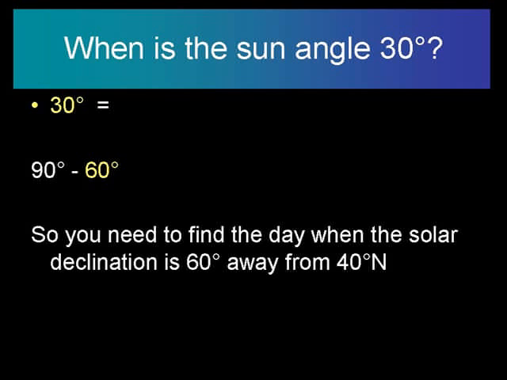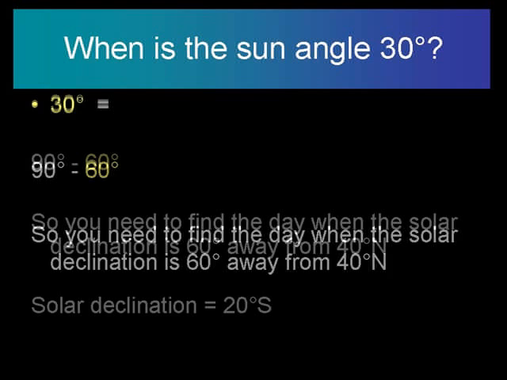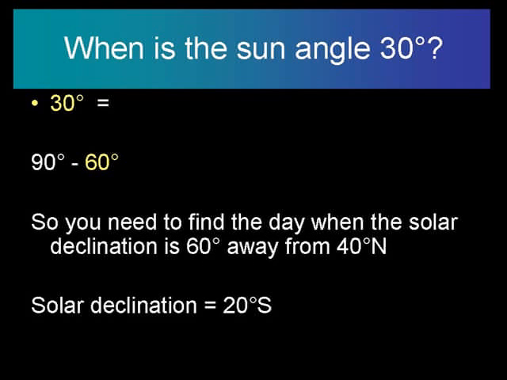So all we need now is to figure out, when is the solar declination 60 degrees away from 40 degrees north. Okay, well, that means the solar declination is going to have to be at 20 south. That's the only place on Earth that is 60 degrees away from 40 degrees north, right? 40 degrees from the equator plus another 20 degrees into the southern hemisphere will be 20 degrees south.